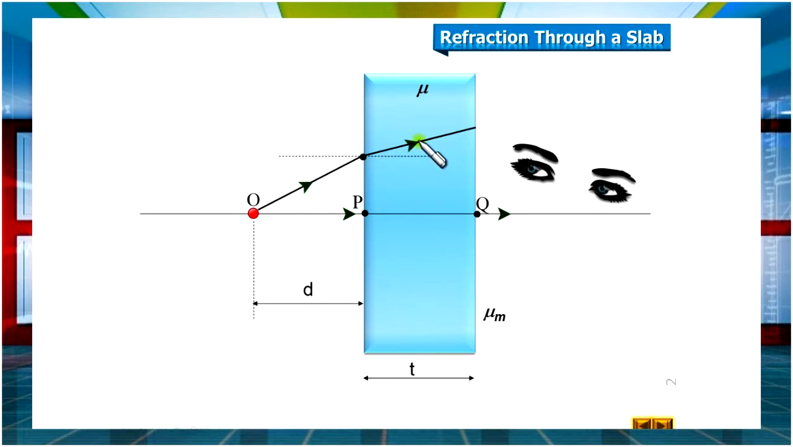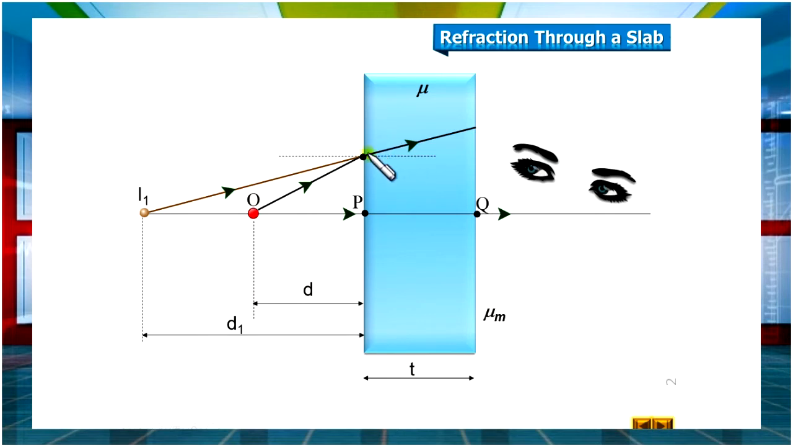And if we want to draw the image formed by this surface, we need to extend this ray in the backward direction. So this will meet the first ray at position I1. This is the position of the image formed by the first surface. Let us take the distance from the first surface, that is the left surface. This distance is d1. Okay.